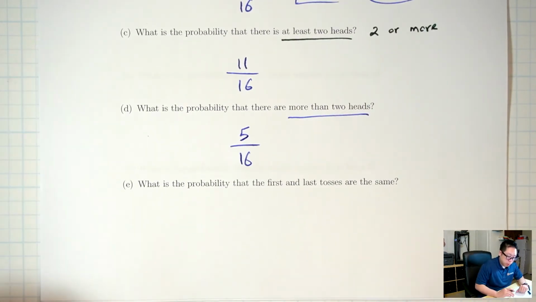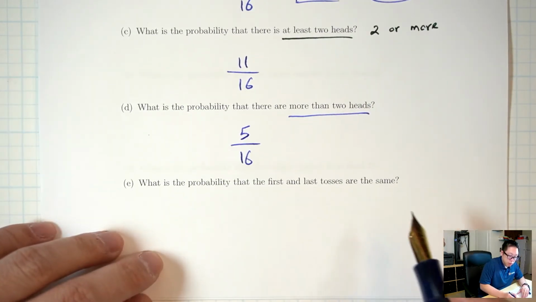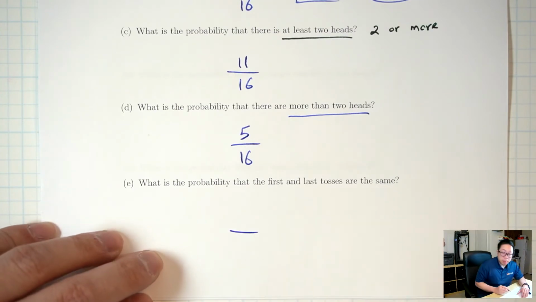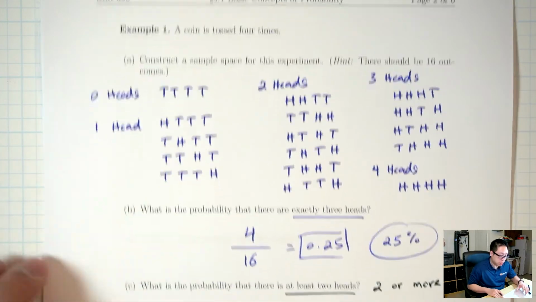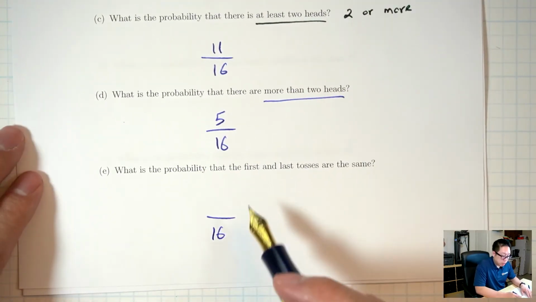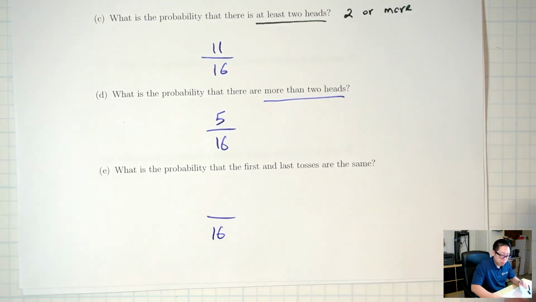And finally, what's the probability that the first and last tosses are the same? Okay, bottom is still the same. It's still 16, the total number of outcomes in the sample space. And then we're going to count. How many of them have the first and last toss the same?